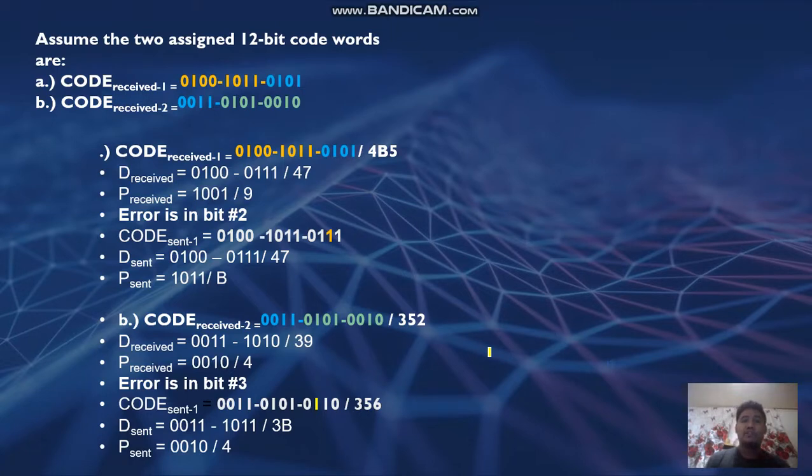Assume the two assigned 12-bit codes are here. We have our examples. For the code received, D received, and P received, the error is in bit number 2, so we change it. It's different now: our D received is 0100 and the P received is 1011. For code number 2, the received code has an error in bit number 3, so we change it from 0 to 1 so that there will be no error. D received and P received.